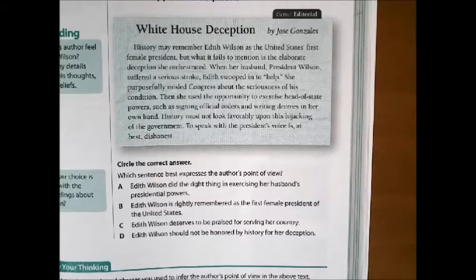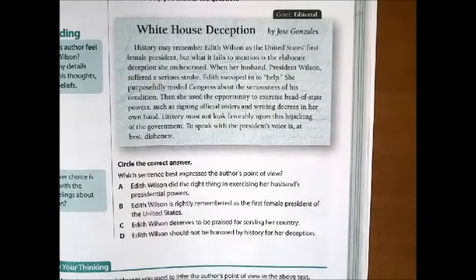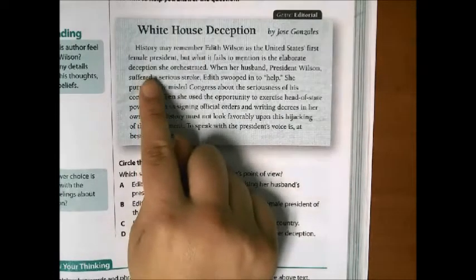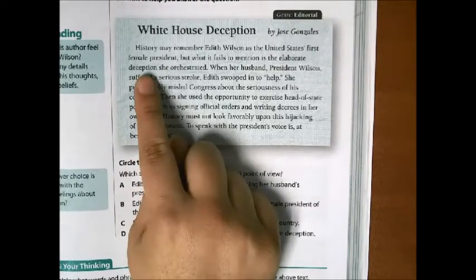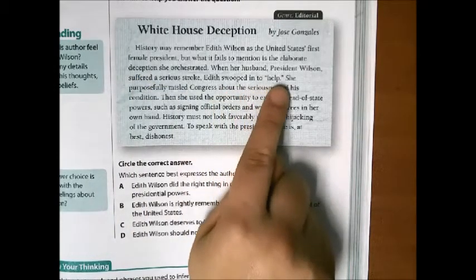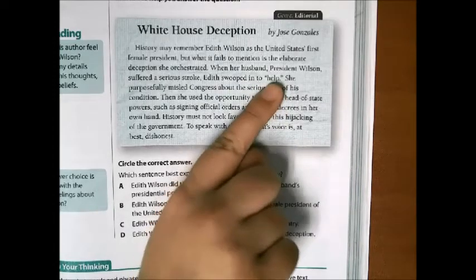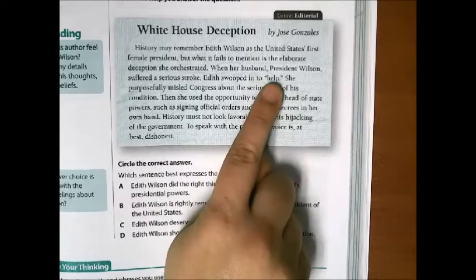Okay, so looking at this, we would probably want to first go through and underline which words state the author's feelings or beliefs. So here I can say that it says elaborate deception she orchestrated. Well, this definitely shows some sort of negative connotation. That word deception is very negative. We can already see that the author is not really liking Edith Wilson. It goes in and says, swooped in to quote unquote help. While help may be a positive word, by putting quotations around it, it means that it's being used ironically. So this word is actually now negative.